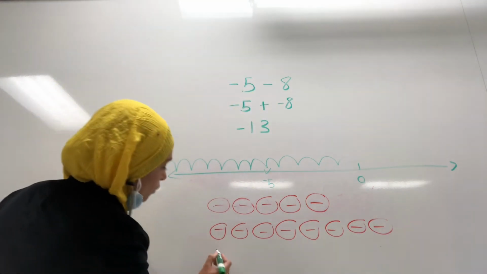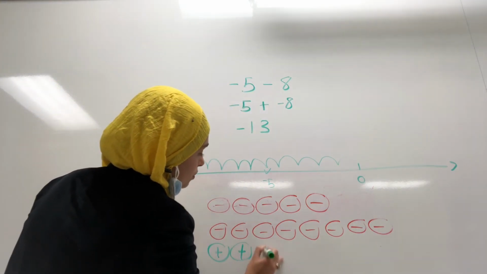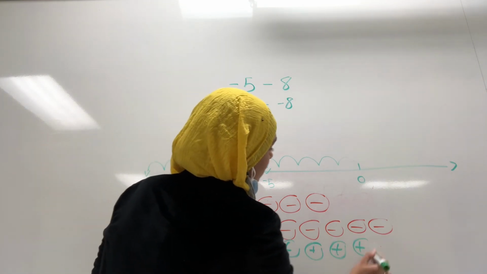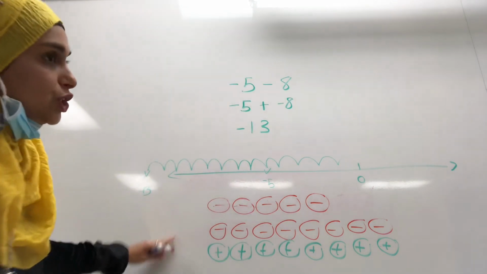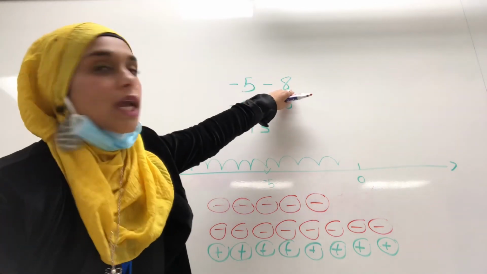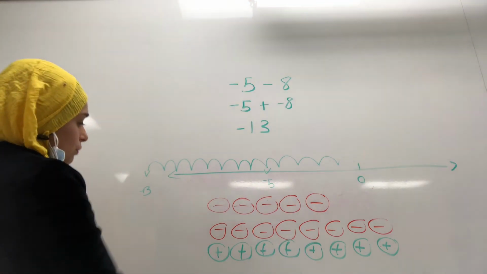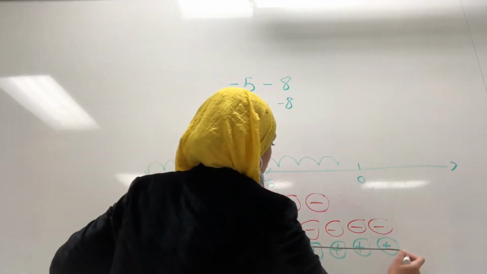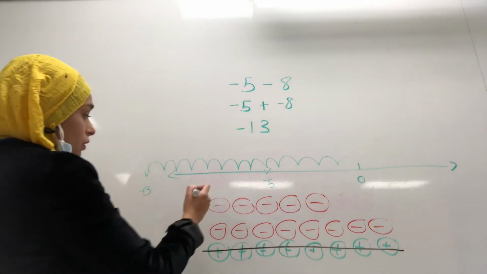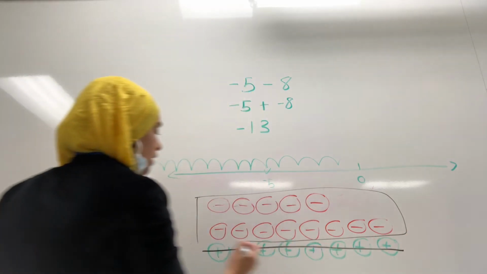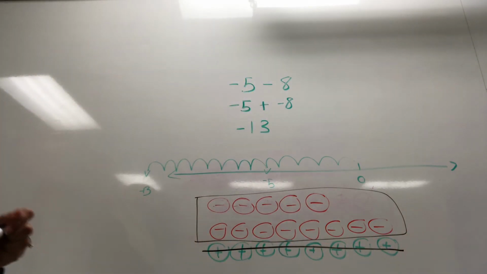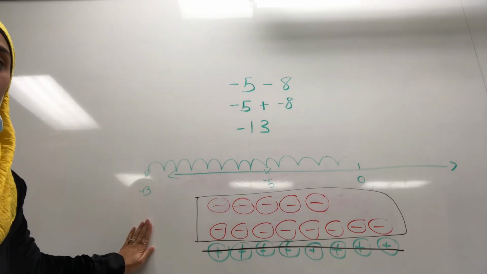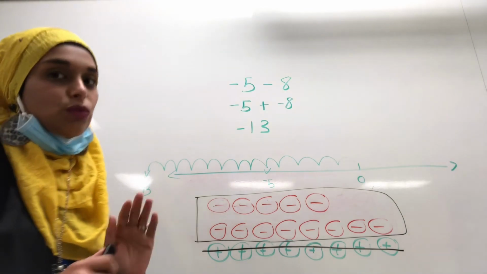And then again, I'm adding in zero pairs. 2, 3, 4, 5, 6, 7, 8. And then now I say, now I got all my chips. What am I taking away? I'm taking away 8 of the positive chips. So I subtract 8 of the positive chips. And when I subtract 8 of the positive chips, I am left with 13 negative chips. Okay, so this is how you do it, following the rule, the number line, and the chips. So you have all 3 ways. Use whichever works for you, but you know all 3 at this point.